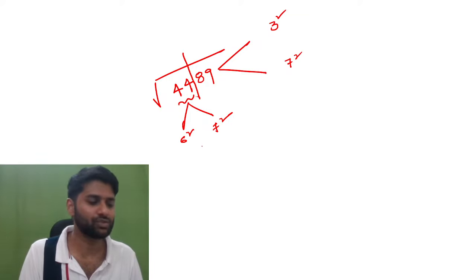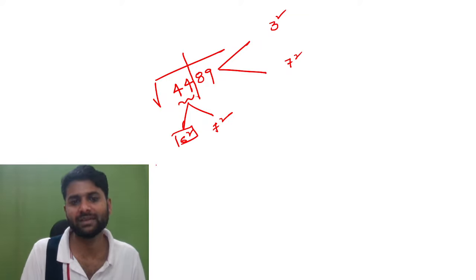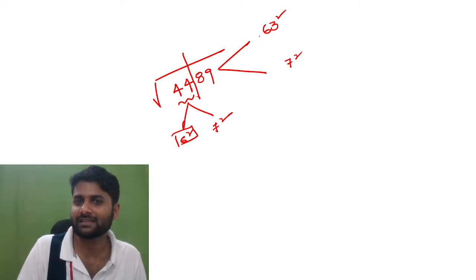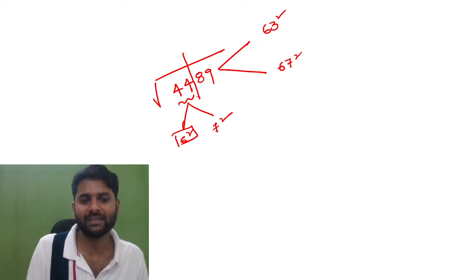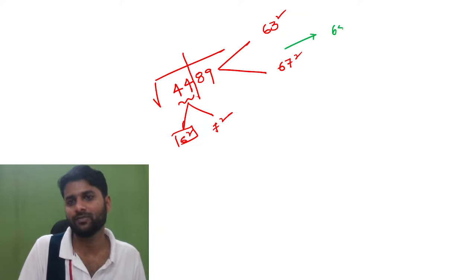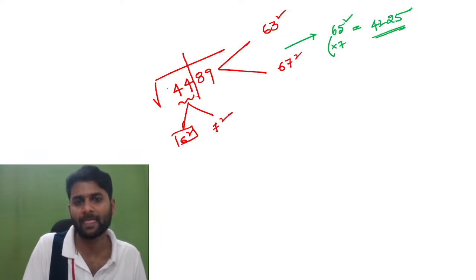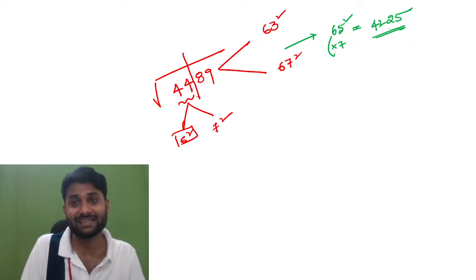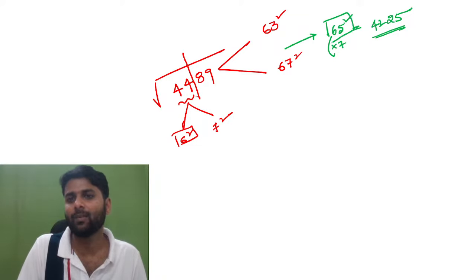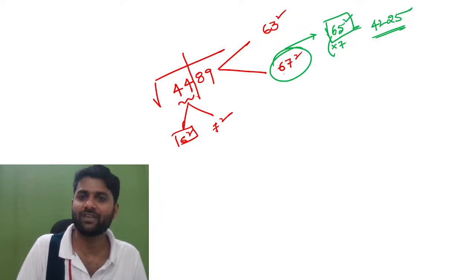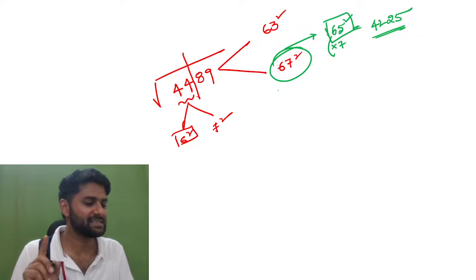Out of these two, consider the minimum. The minimum is 6. So your answer is 63 square or 67 square. How are we going to find the exact answer? With the help of 65 square. 5 square is 25, 6 and the next number is 7, 6 into 7 is 42, so 4225. And 4489 is greater than 4225. It means your answer must be more than 65 square. More than 65 square means the answer is 67 square.